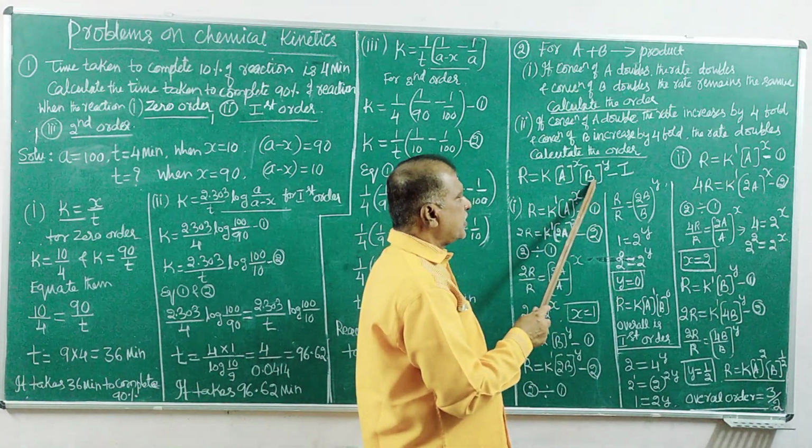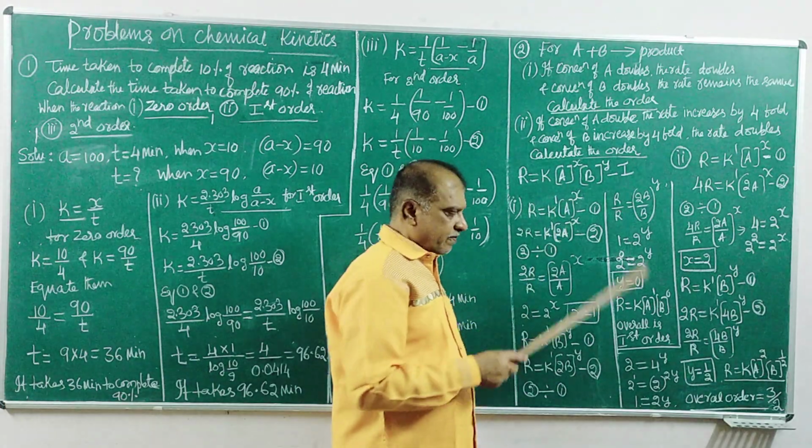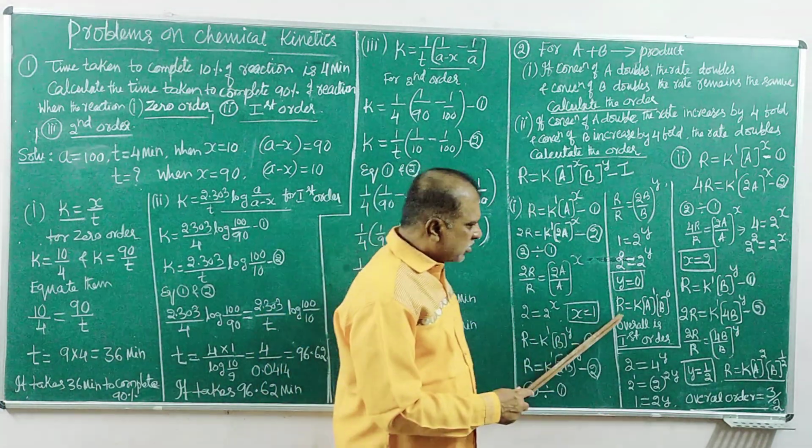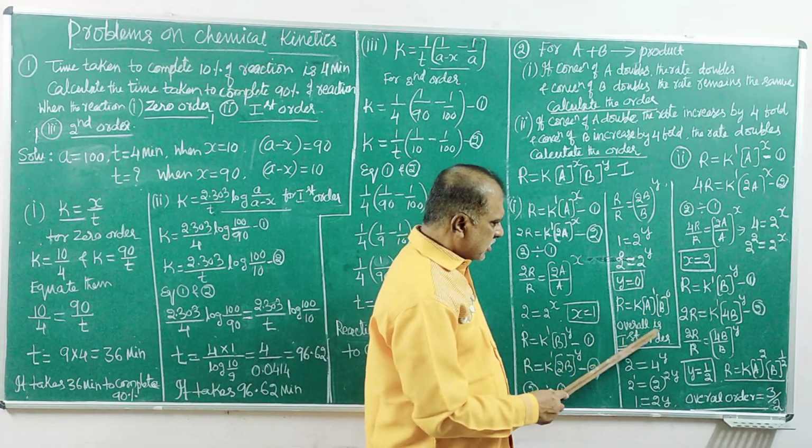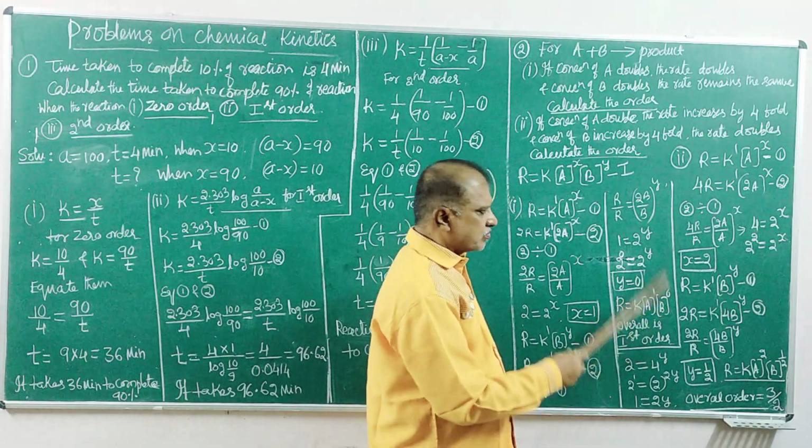Zero order with respect to B, first order with respect to A. So the overall order of reaction is what? This is the generalization. Overall order is first order reaction.